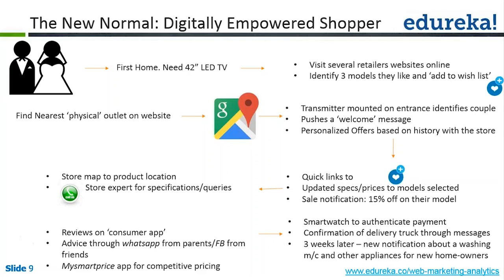And the whole cycle repeats again. In 3 weeks' time, they get a new notification about a washing machine and other appliances for such new homeowners. So what I'm trying to say here is this is not really a hypothetical use case, right? It's not too far away in the future. And it basically illustrates how the power is now transferred to the hands of the customer. The customer today is not just a king, he's probably like an emperor, right? And all the brands are queuing up one after the other to ensure that they're available at the right time, right place, with the right product. The magic of digital, what can I say?